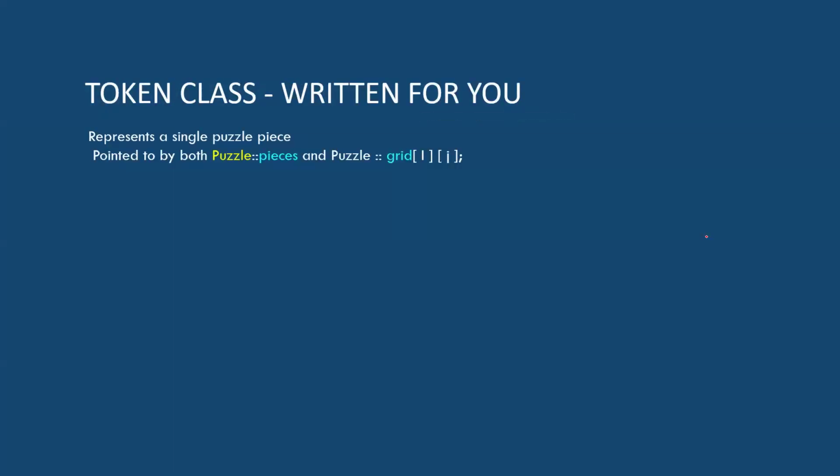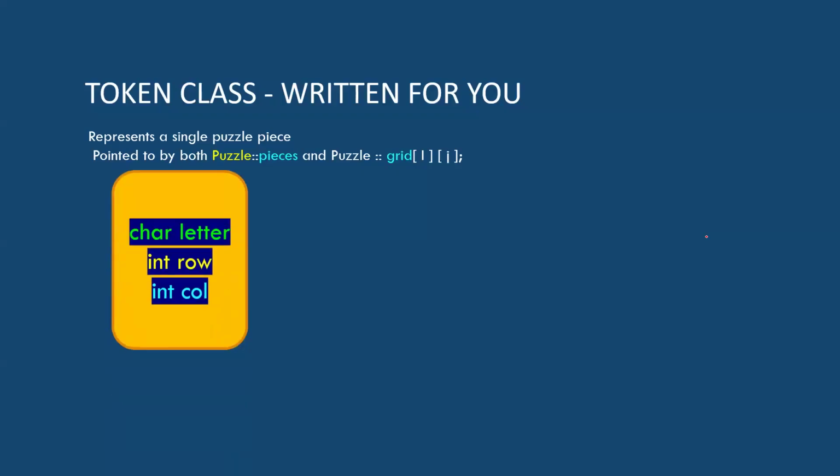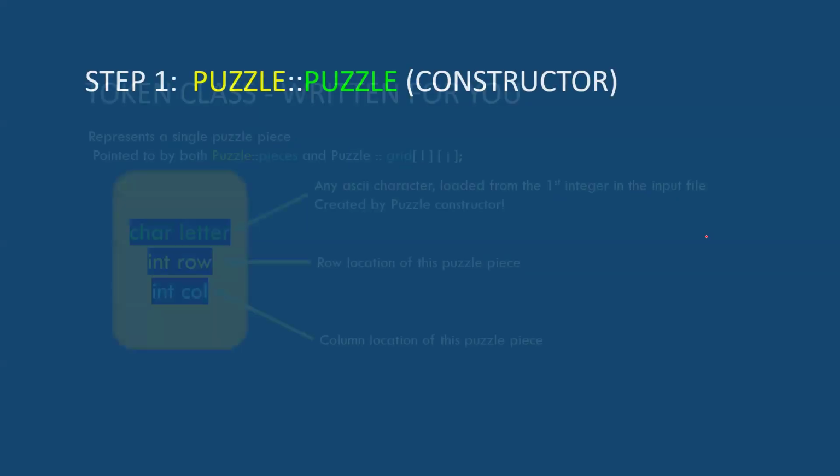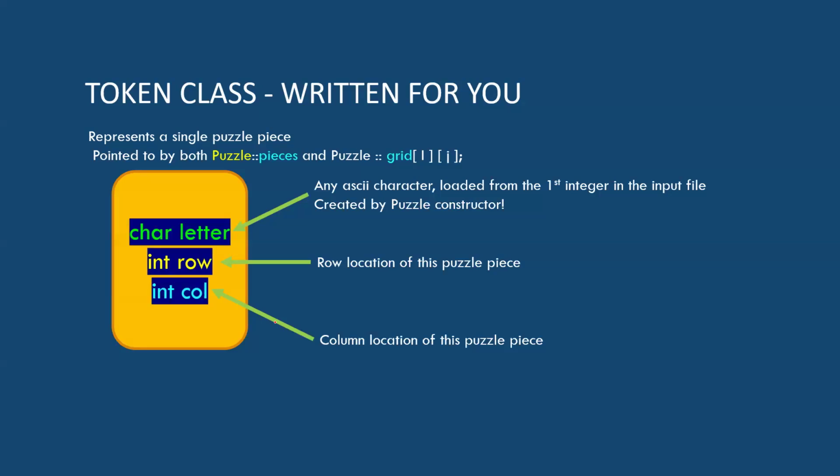So let's take a look at the token class. This is actually written for you. Every token has a letter, and it knows where it belongs in the puzzle: its row and column number. Once you read one row of data from the file, you should instantly create one of these, and all the code for this is written for you. You just need to call the constructor on the token, and it will create that for you.